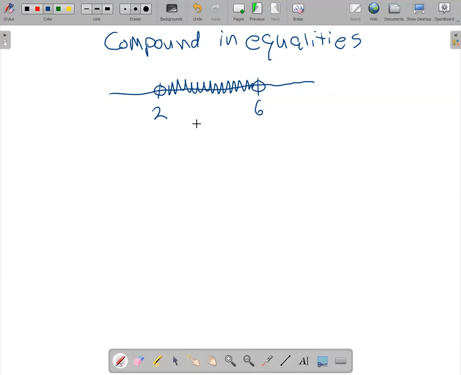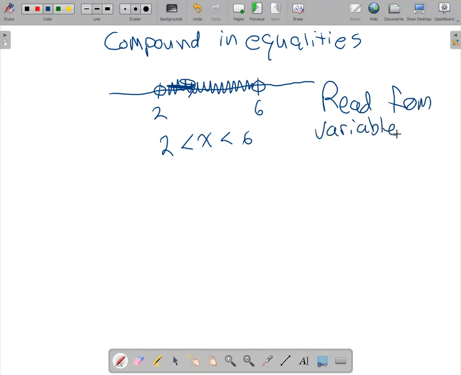And the way we write that is we put our variable in the middle. Let's say it's x. Looking at this, would you agree x has to be less than 6? Okay, so I put less than 6. And over here, x has to be bigger than 2 because I'm to the right of the 2. And from x, that would be read x is greater than 2. So we always read these from the variable. When I read this, I would say x is greater than 2.